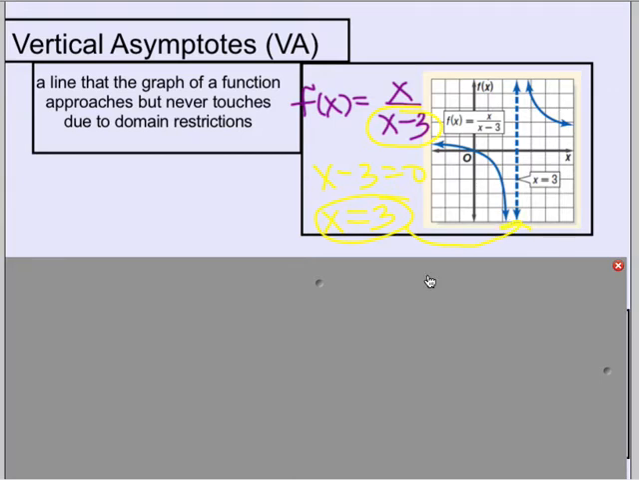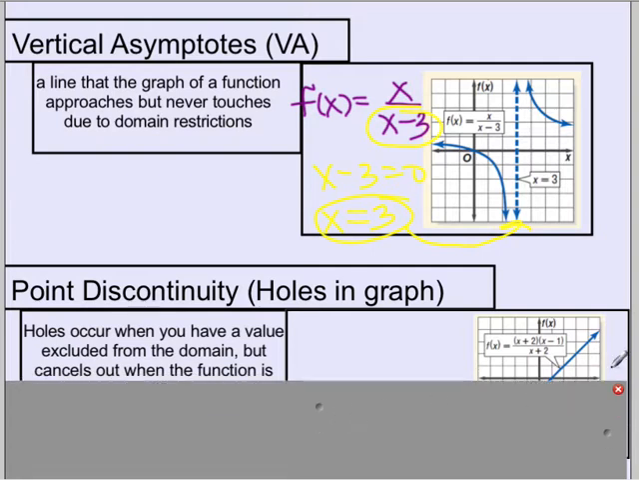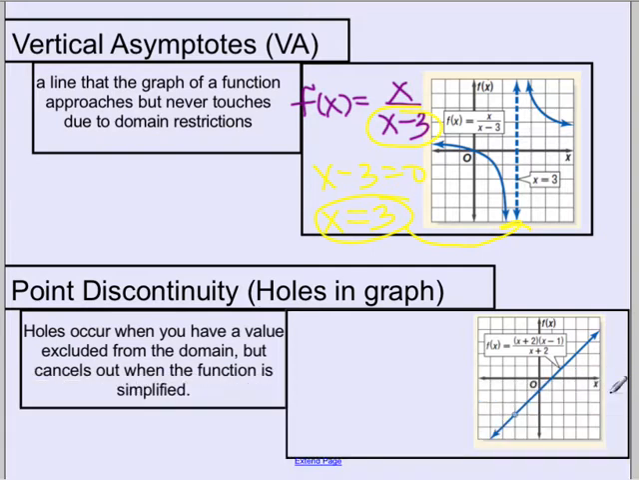And there is my vertical asymptote. The last thing we're going to talk about here is point discontinuity, or a hole in the graph. I've already talked about holes, but here they are again. Holes occur when you have a value excluded from the domain, but it cancels out when the function is simplified.